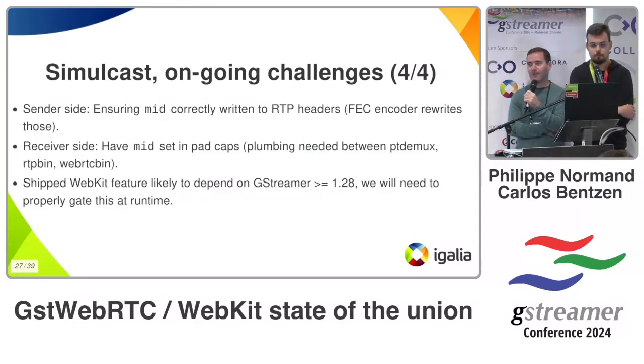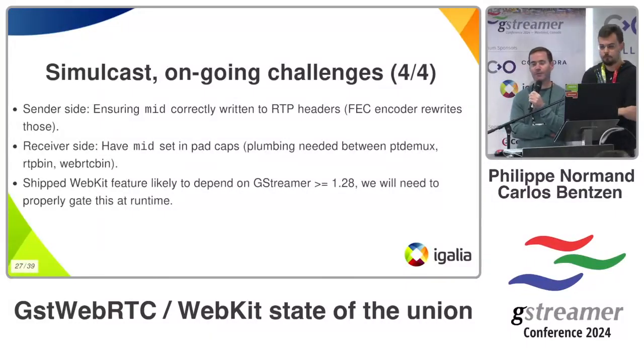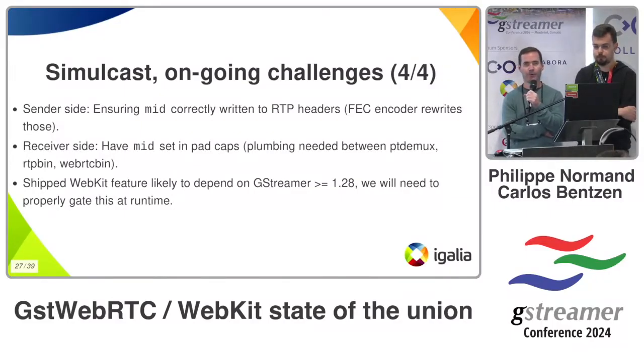Still, we have some challenges to solve. On the sender side, we have a MID RTP header extension to use. If you enable FEC in webrtcbin, the encoder will try to protect the buffers and then remove that information from the new buffers. That's an open issue currently in GitLab. We need to find a way to work around that so the MID is kept even if FEC is enabled.